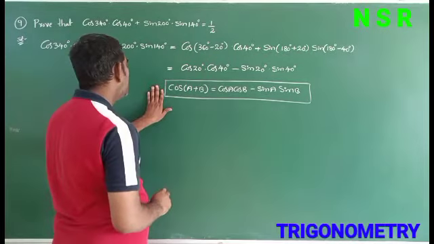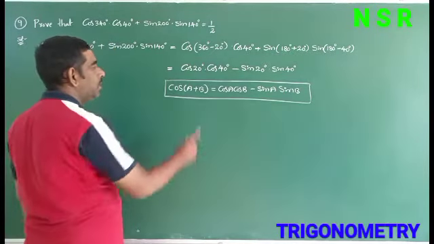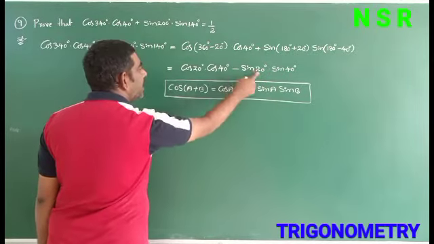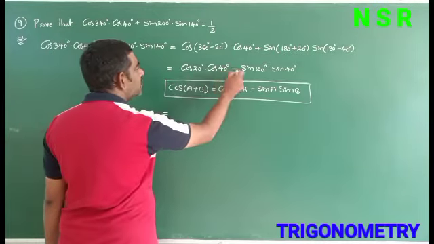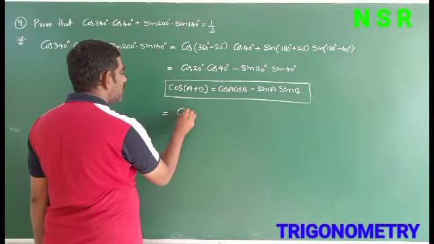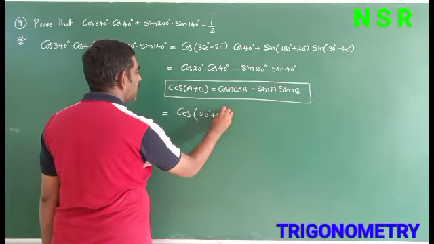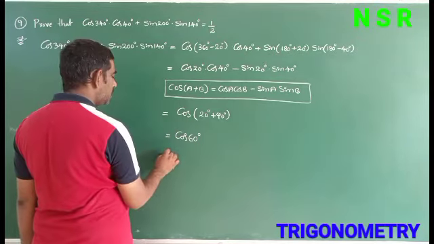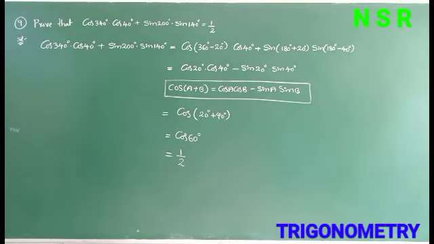So here apply the formula cos(A+B) = cos A cos B minus sin A sin B. Here angle A equals 20 and B equals 40. So cos A cos B minus sin A sin B we can write as cos(A+B), that means cos of 20 plus 40. 20 plus 40 equals 60, and cos 60 equals 1 by 2. So this value is equal to 1 by 2, hence proved.